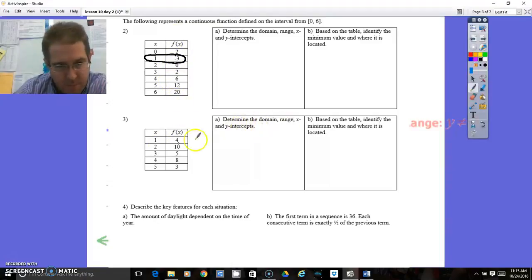Question number 3, determine the domain. The domain is 1, 2, 3, 4, 5. And the range are these numbers. It's once again a discrete question because it's a table. And the x-intercepts, well, I don't see any x-intercepts here. So there's no x-intercepts, and I also don't see any y-intercepts because there's no zeros on the entire table. Based on the table, identify the minimum value. The minimum value looks like it's 5, 3 because that's the lowest it possibly goes for the range.